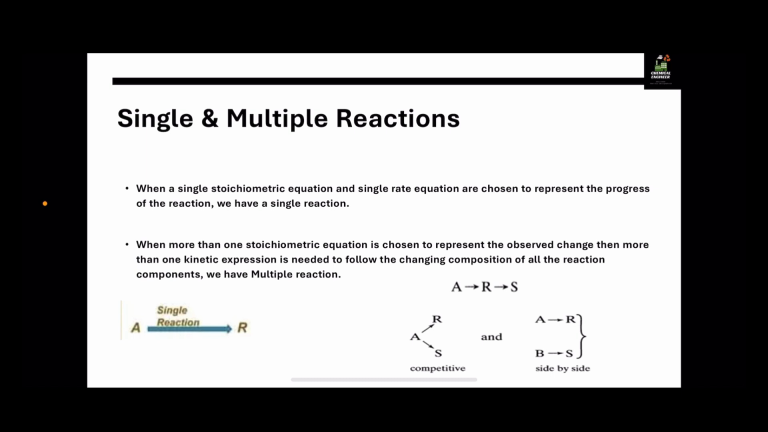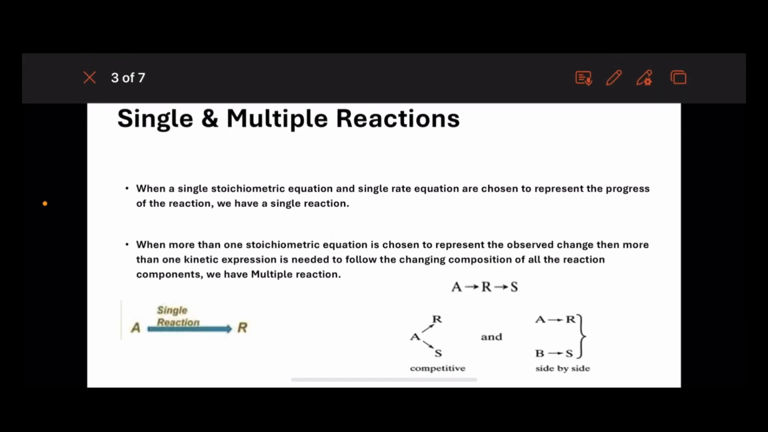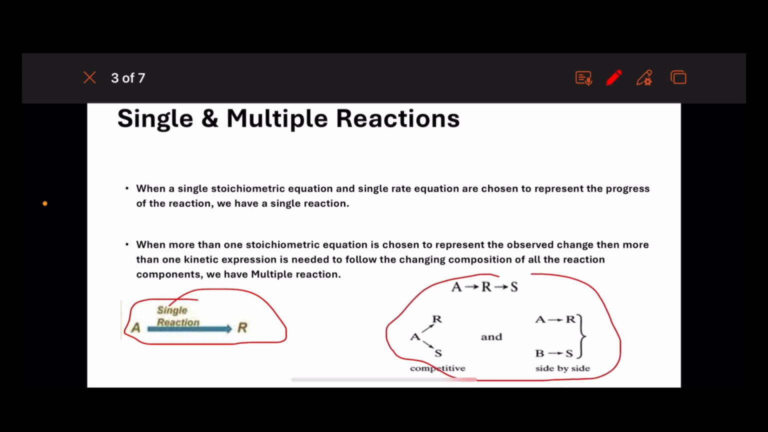Then single and multiple reaction. What is a single reaction? A single reaction is when one component is forming one product only, as we are able to see in this reaction. One component is reacting and one product is only forming. So this is a single reaction. These all are multiple reactions.